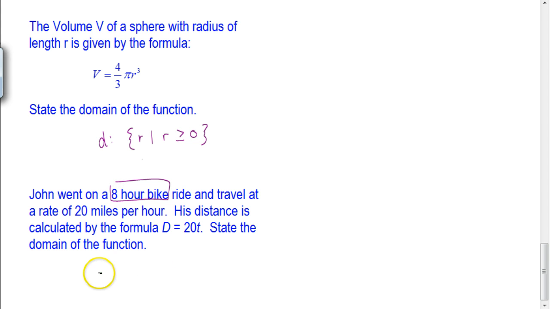So our domain here for this scenario would be the set of all t's such that now he would have started at 0 hours, 0 is less than or equal to t, which is less than or equal to when he ended, 8 hours later. So that would be your domain.